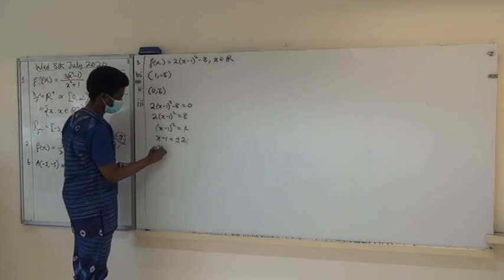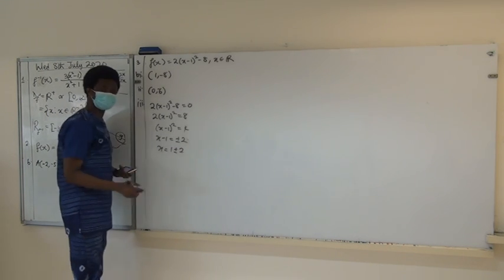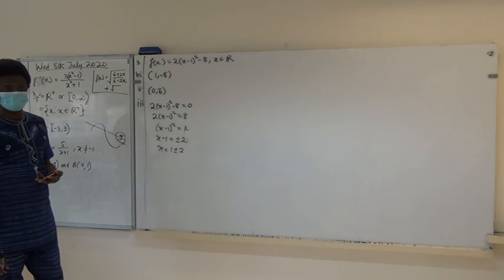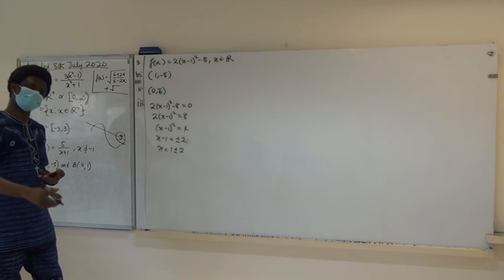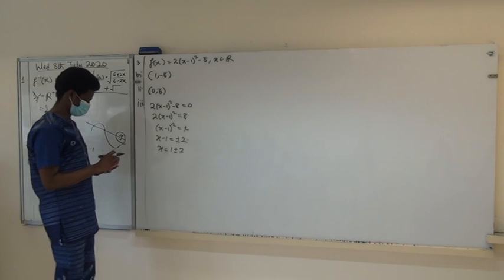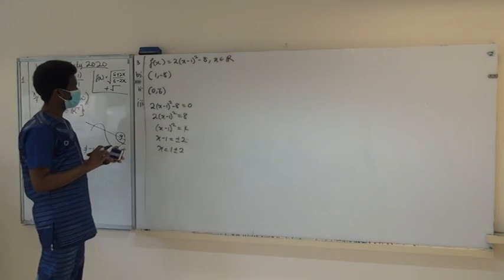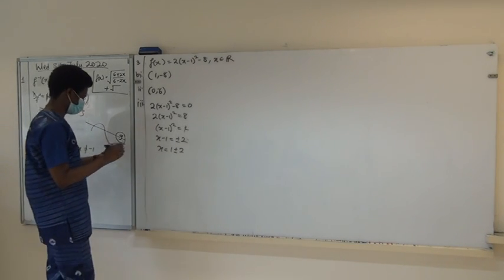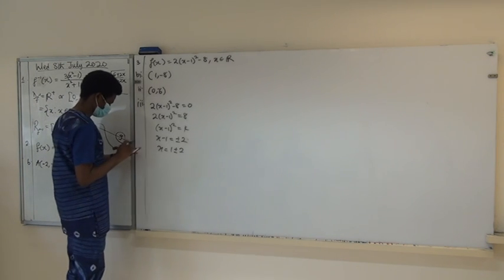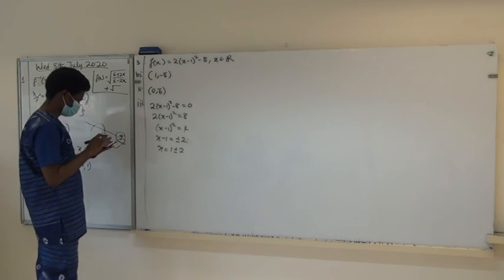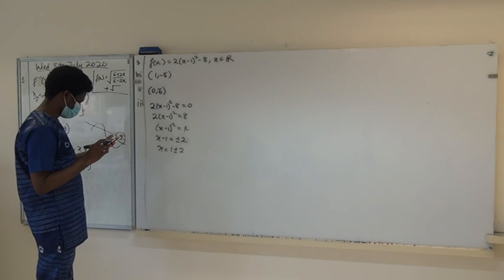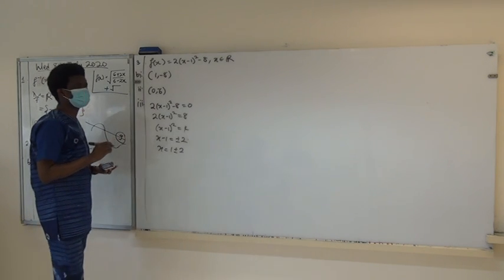I'm skipping so many things. So you get 1 plus or minus 2, so you get 3 and -1. But that's the x; you have to find the y, right? So what do you get when you substitute? Wait, they only asked us to find the x-intercept only? Yeah, only the x-intercept.